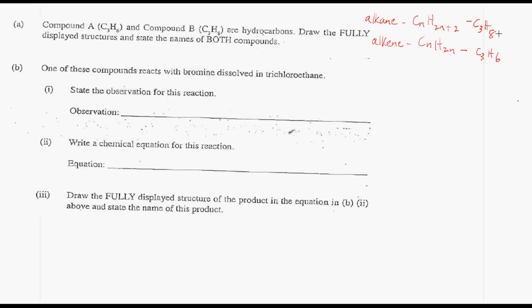So therefore, C3H8 is really compound B, so compound B is an alkane, and compound A is an alkene. Now we want to draw the displayed structures, so A is an alkene, so we draw 3 carbon atoms, and we need to put in a double bond because it is an alkene.